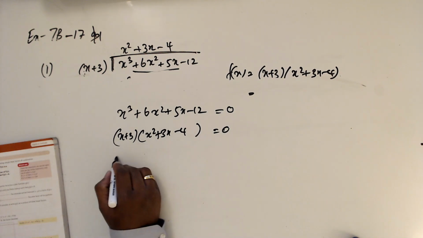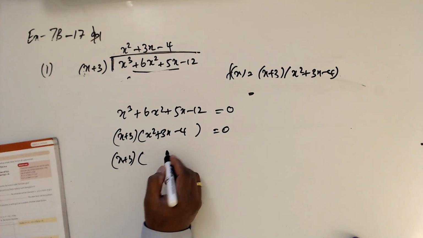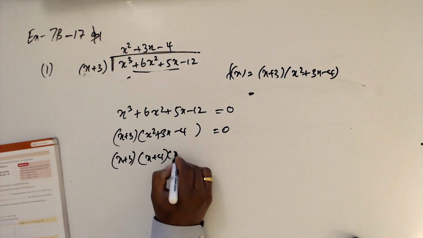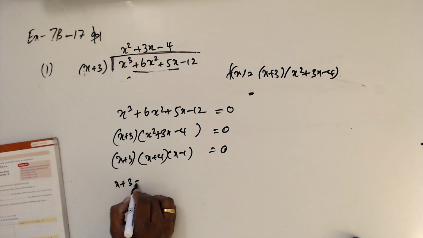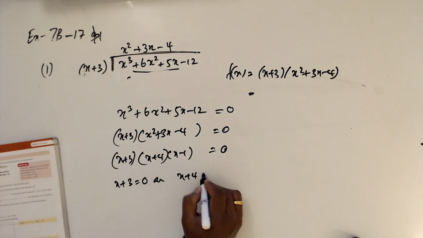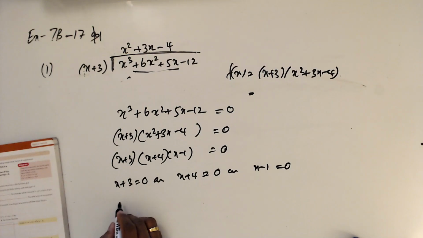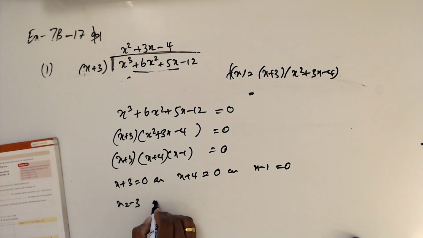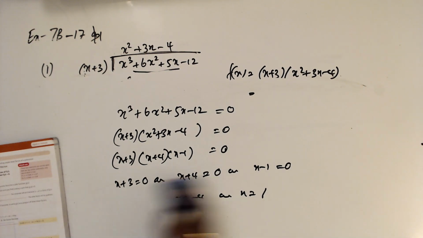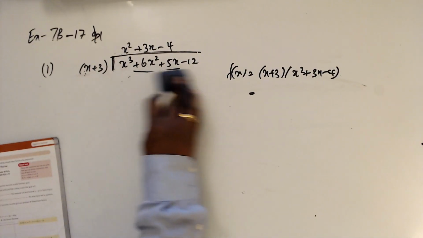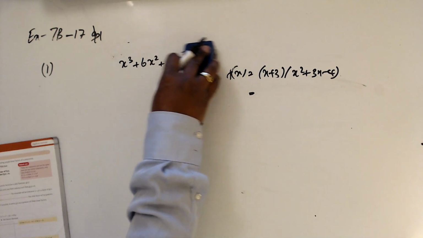Then this is the normal factorization: x plus 3, x plus 4, x minus 1 equals 0. Then x plus 3 equals 0, or x plus 4 equals 0, or x minus 1 equals 0. Then x equals minus 3, or x equals minus 4, or x equals 1. Now, this is the sum that is given.